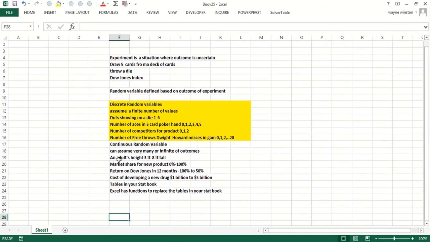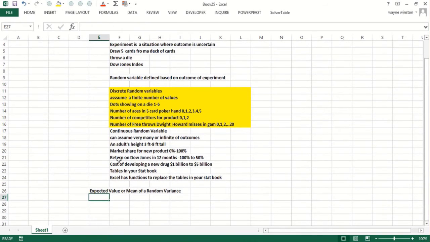But before we go on to looking at some specific Excel functions, let's define the expected value or mean of a random variable, and then the variance and standard deviation. So we'll work with the discrete random variable. And for a discrete random variable, basically, the expected value is you weight each possible value by its probability. It's sort of on the average what will happen.